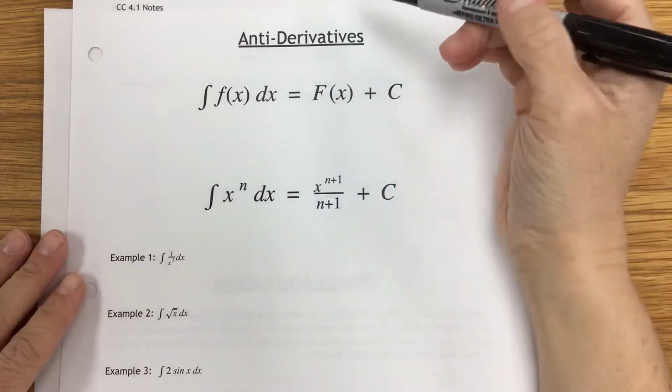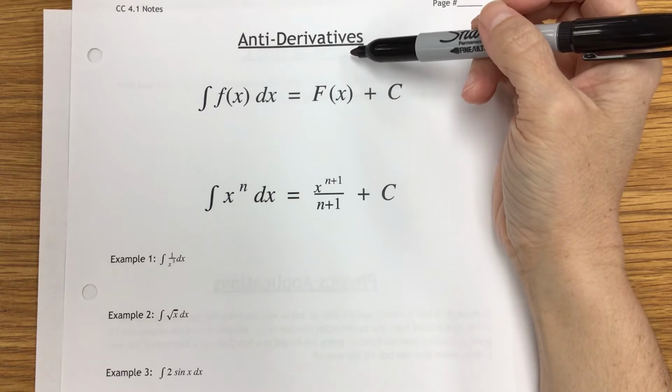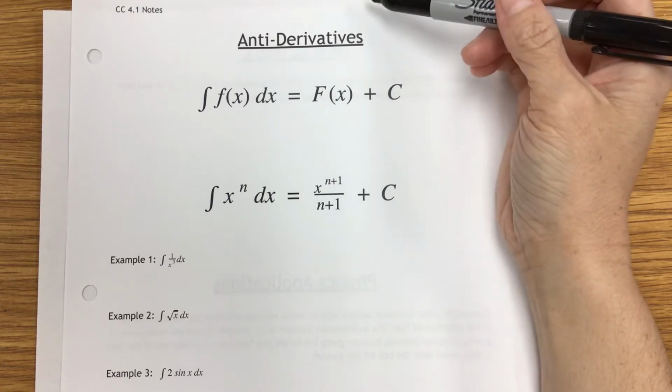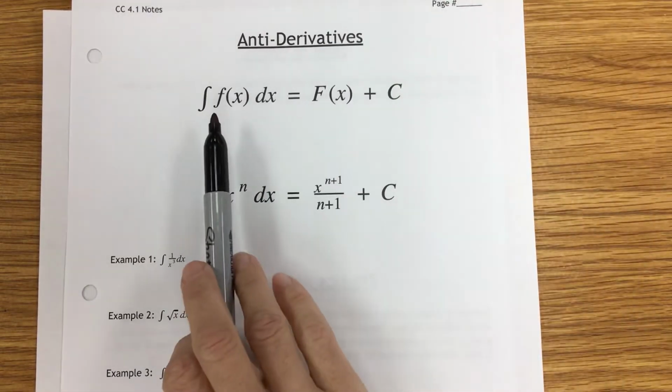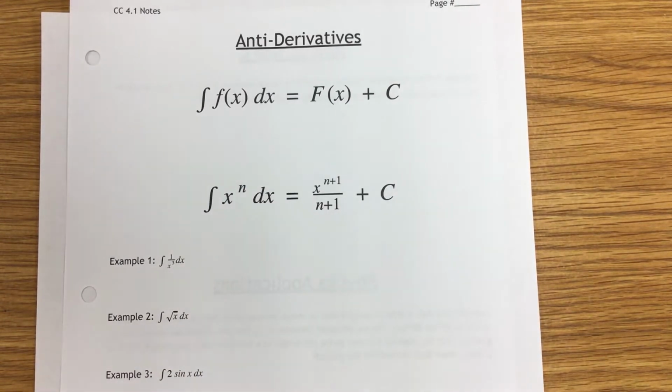So today we're going to talk about antiderivatives. An antiderivative is finding a function where if you take the derivative of it, it will give you the answer to the question. So we're kind of going backwards from what we were doing before with the power rule, where we were finding derivatives. Now we're going to go backwards.